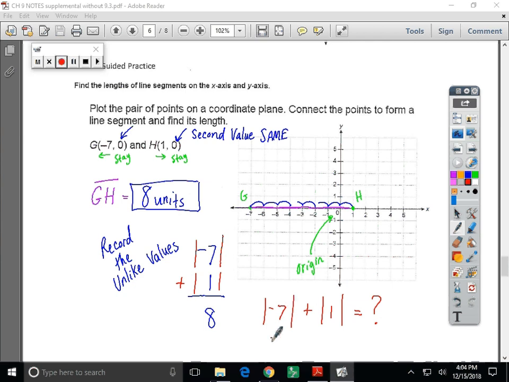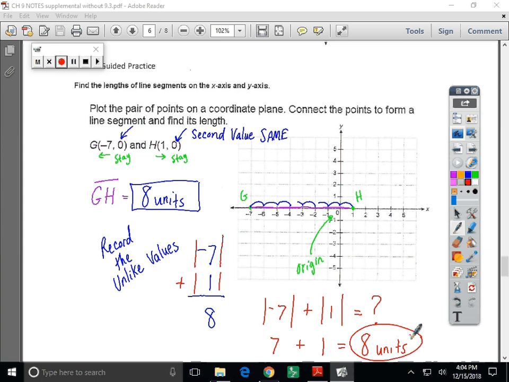Well, -7 was 7 away from 0. +1 is 1 away from 0. If I get rid of the absolute value symbols, I can just treat this as a distance of 7 plus a distance of 1. 8 units. Interesting. So how come I added this time and subtracted last time?